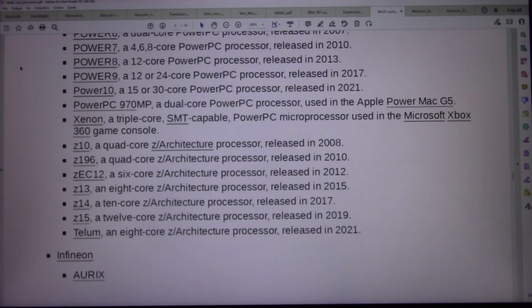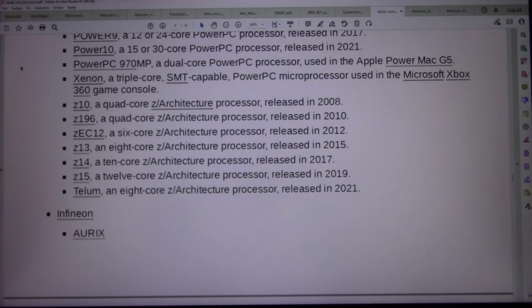PowerPC 970MP, a dual-core PowerPC processor, used in the Apple Power Mac G5. Xenon, a triple-core, SMT-capable, PowerPC microprocessor used in the Microsoft Xbox 360 game console.